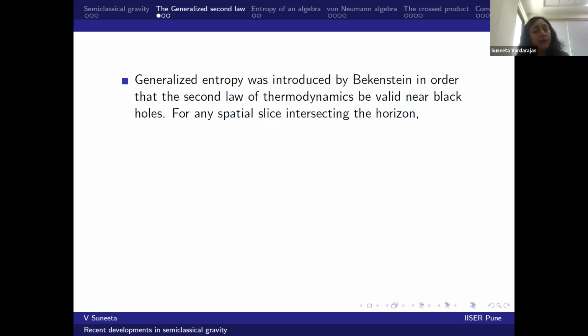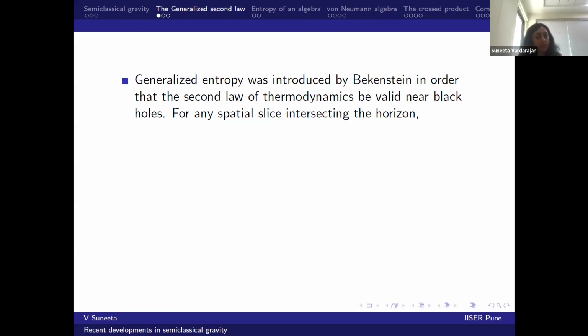Now, the generalized entropy was introduced by Bekenstein in the following scenario. Suppose you have a black hole and you have some matter outside the black hole. Now you throw a cup of tea into the black hole. When you do this, you know that the cup of tea has gone inside, and therefore the thermodynamic entropy of the outside of the black hole has decreased. So simply because there is a black hole, you can decrease the thermodynamic entropy of the matter outside.